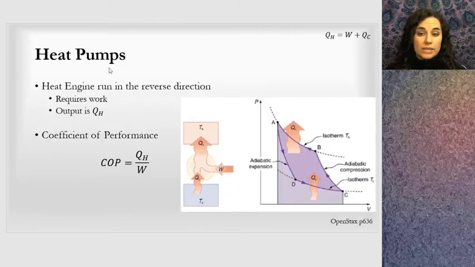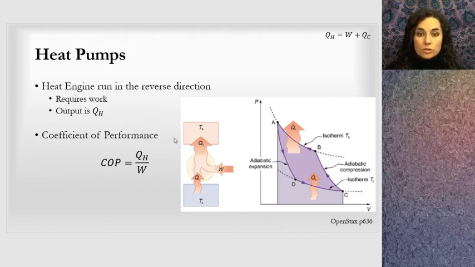Heat pumps are basically a heat engine run in reverse, and you can see the diagram here, which I have borrowed from OpenStax's College Physics, has the heat engine running in the reverse process. Notice that heat is going into the hot reservoir, and there's heat coming out of the cold reservoir. So this is definitely in reverse. This requires work, and notice work is being added in order to facilitate this process.